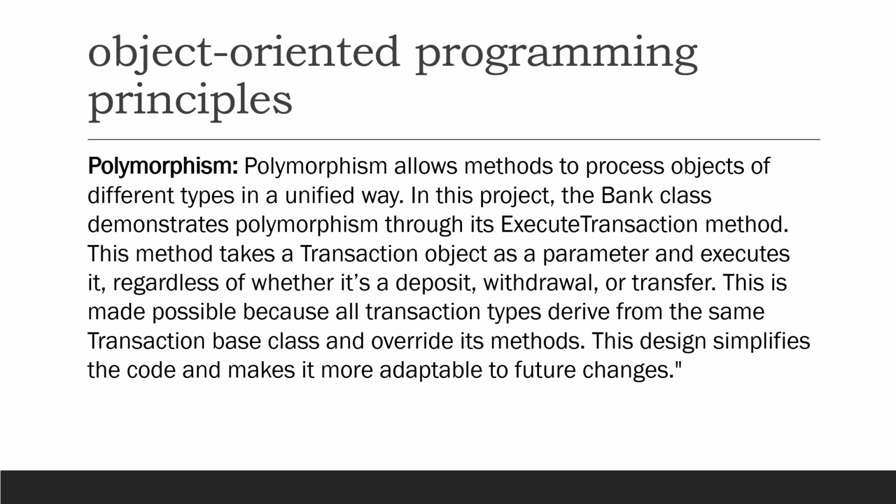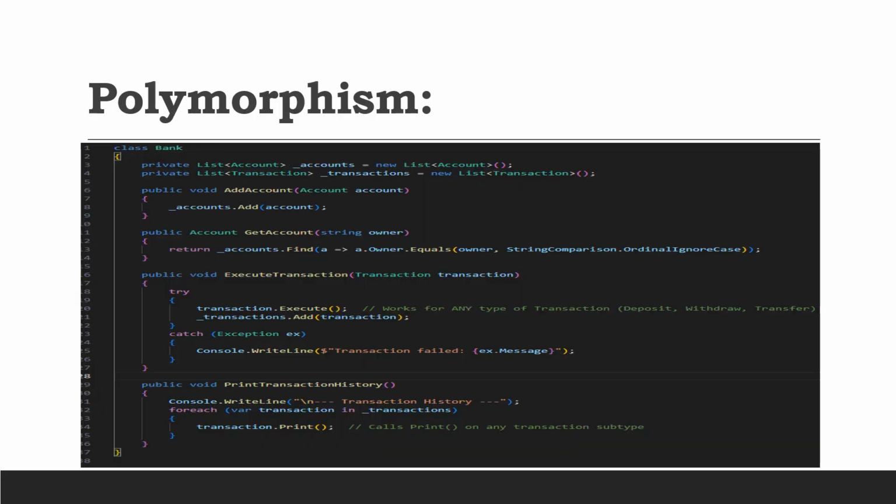And then the last one, polymorphism. Polymorphism means a common interface which allows multiple derived classes to be handled in a uniform way. Now, let me explain by showing the example. Here, in this example, the bank class demonstrates polymorphism through its execute transaction method using the transaction base class. The execute transaction accepts any subclass of transaction and calls its execute method. And the same function can handle deposits, withdrawals, and transfers, demonstrating dynamic method dispatch.